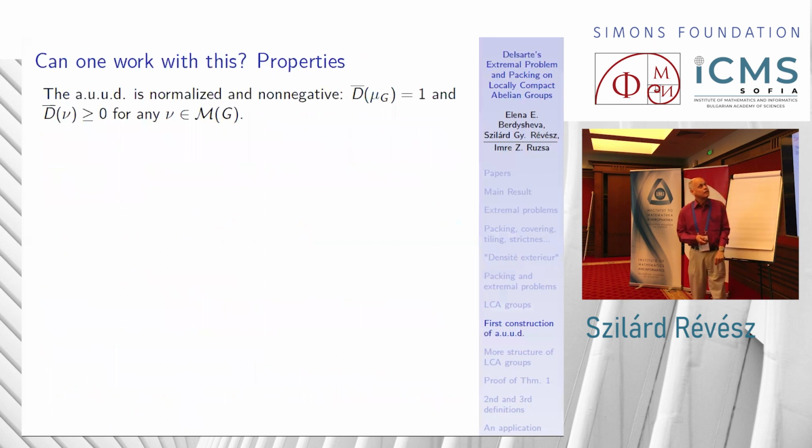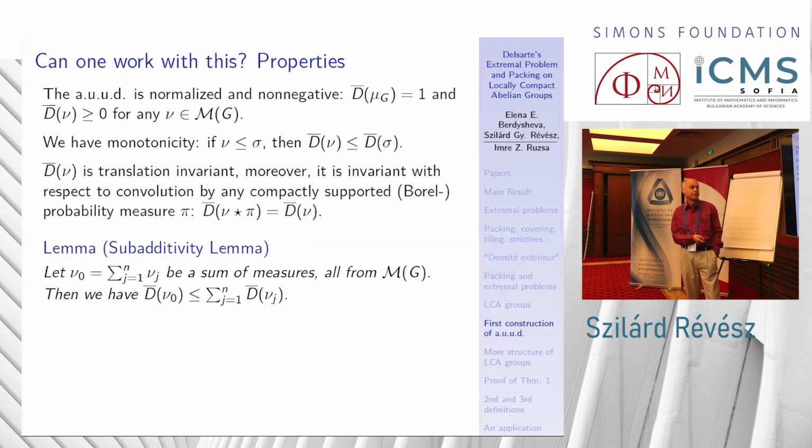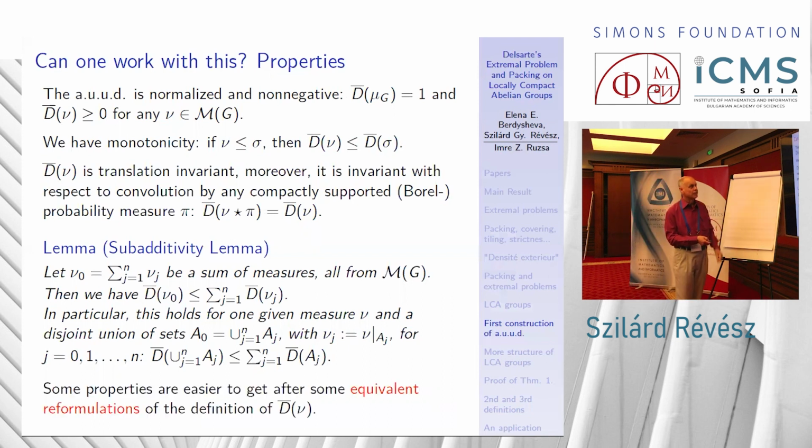There are favorable properties of these densities. I don't list all of them, don't read all of them. One thing I only point out: since in the supremum and infimum you take the supremum over all sets, even translates, and in the denominator there is the Haar measure, which is translation invariant, the density is translation invariant. That's the most basic thing we expect. So one can work with this notion.